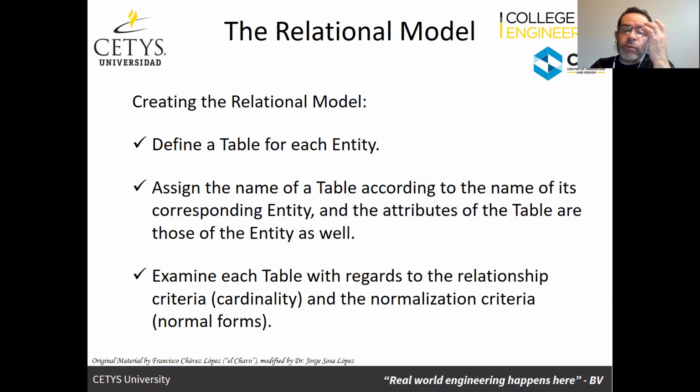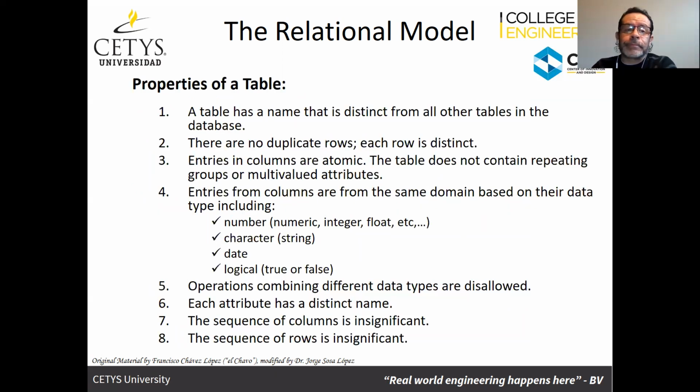Now, how do we create the relational model? We are going to define a table for each of the entities that we have. We're going to assign a name for each of the tables, for each of the entities. It's probably going to be the same name we define for the entities. And the attributes of the entity are going to be the columns of the table, or the fields in the table. And then we look at the relationship or cardinality.